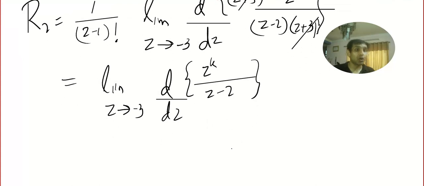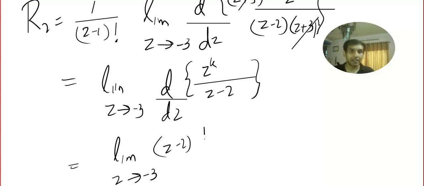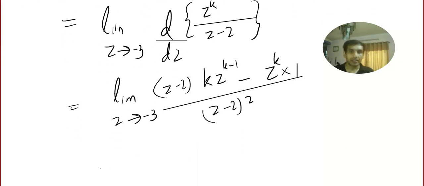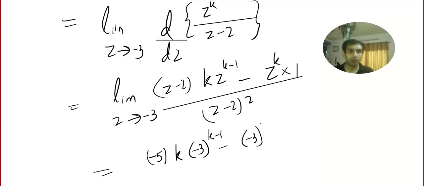See, if you learn complex analysis properly, you can do this application really fast. Z tends to minus 3. How do you do u by v rule? Denominator into derivative of numerator minus numerator into derivative of denominator divided by denominator square, okay, and then you plug it here, so we'll get minus 5 k into minus 3 the whole power k minus 1 minus minus 3 the whole power k divided by 25.